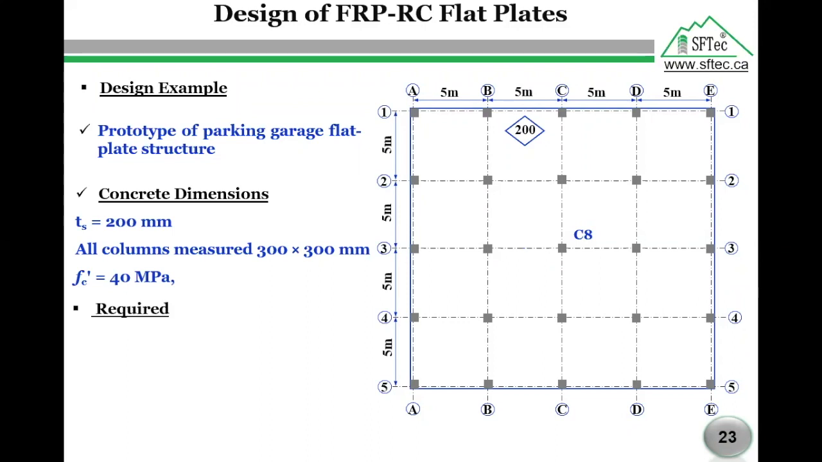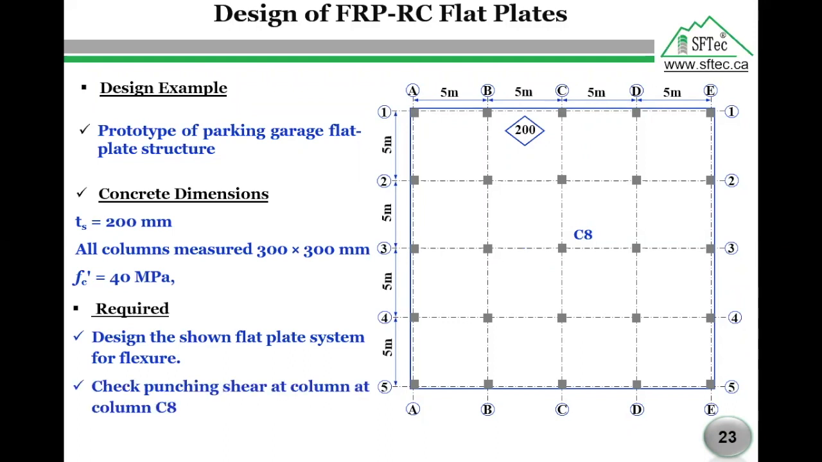The requirement. The first thing we are going to do is design this flat plate for flexure. The second one, we will check the punching shear capacity at the central column. As we see here, we have 1, 2, 3, 4, 5 columns here and 5 columns here. We select the central one. This one, all of us know, is subjected to a concentric punching shear because it's central.